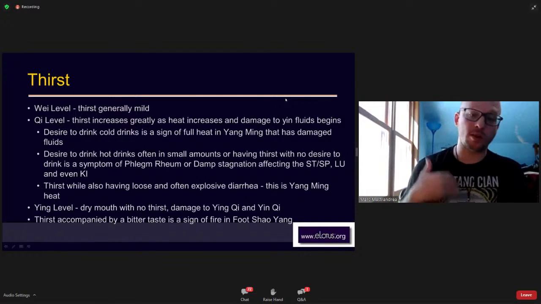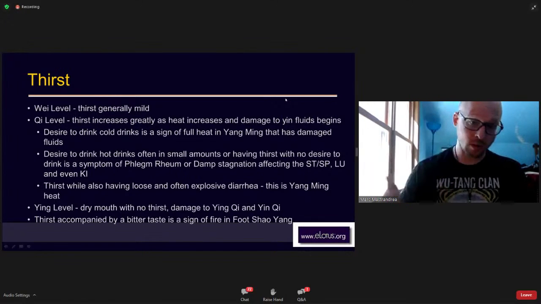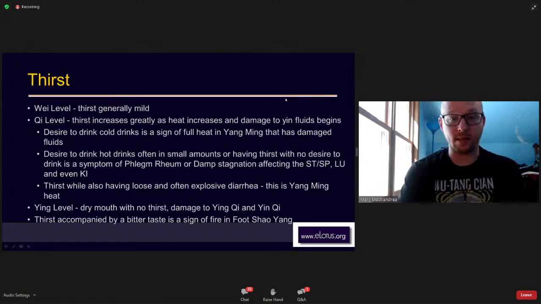So you need to moisten the intestines, nourish fluids, and help to engender fluids for the intestines to purge heat in the intestines. You're going to have to clear heat, but then you're going to want to nourish fluids for the intestines so they can purge heat within themselves, purge heat within Yangming. All right.